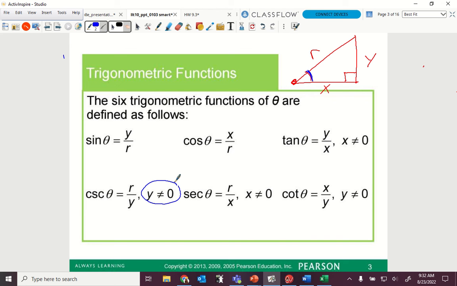Secant is the reciprocal of cosine. Cosine is x over r. Secant is r over x. Same thing, can't have 0 on the bottom. Cotangent is the reciprocal of tangent, so it becomes x over y. And this time y cannot be 0. So you're going to use this slide a lot.